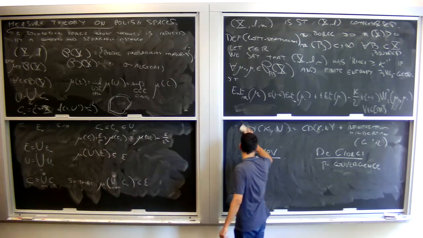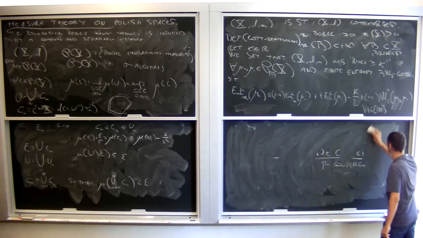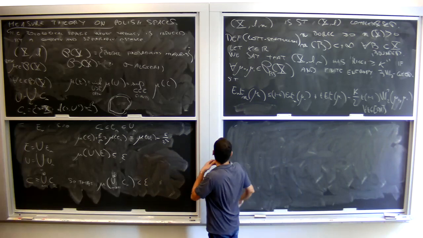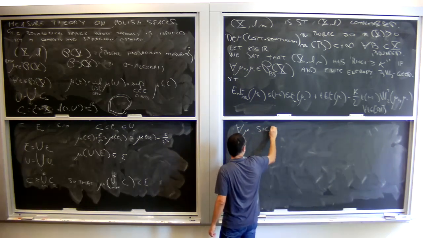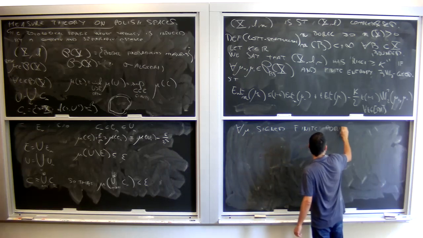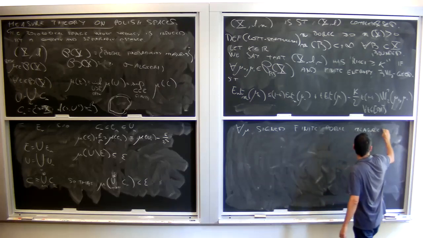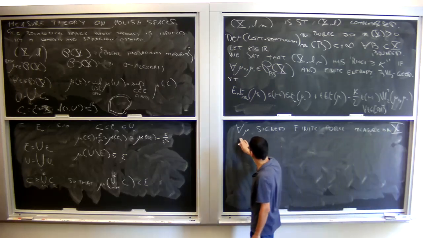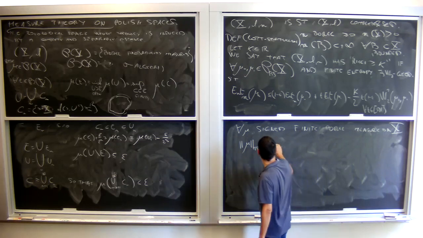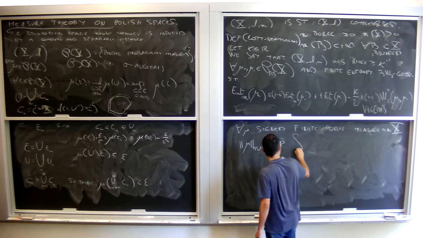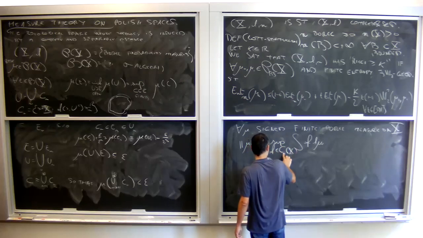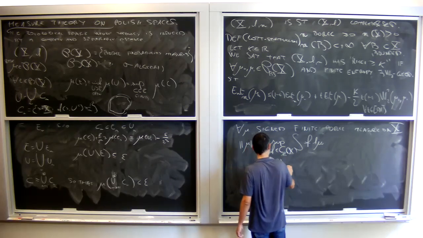Second thing I want to mention is that for any signed finite measure mu on X, let me first write the formula and then discuss it. The total variation of mu, this is a real number, is equal to the supremum of the integral of f d mu among all the f that are continuous and bounded over X, and with infinity norm less or equal than one.